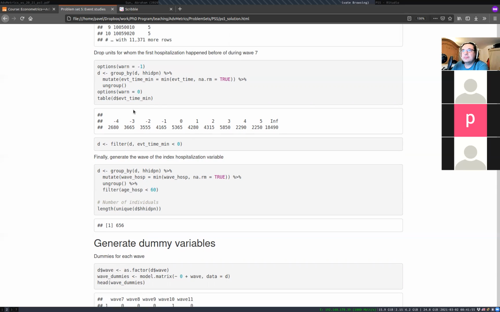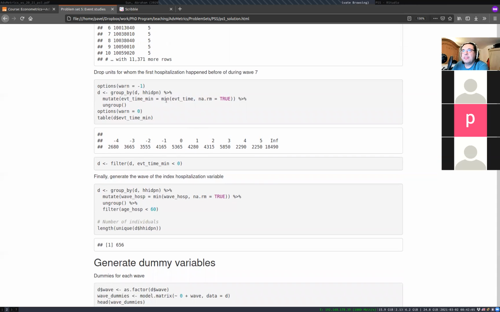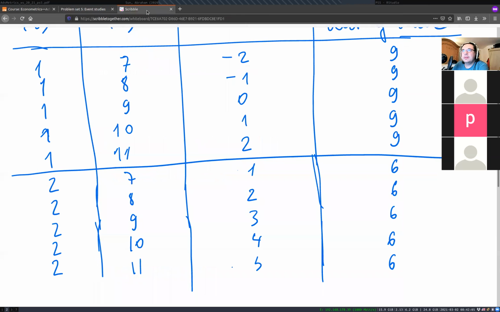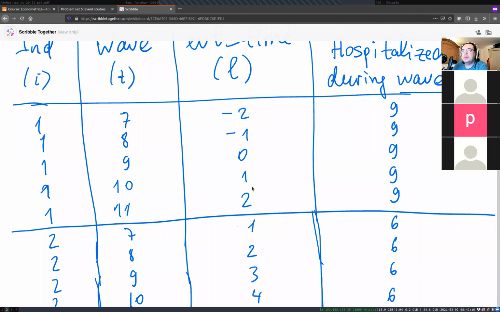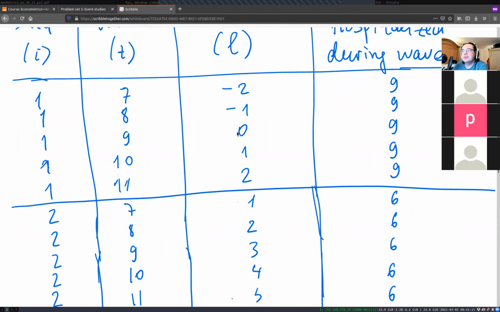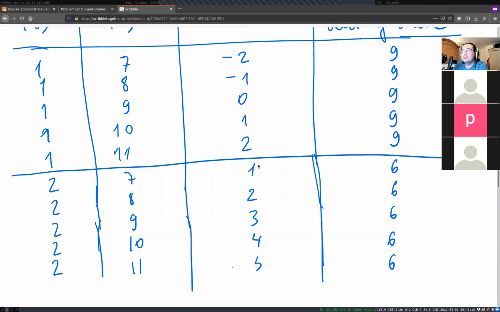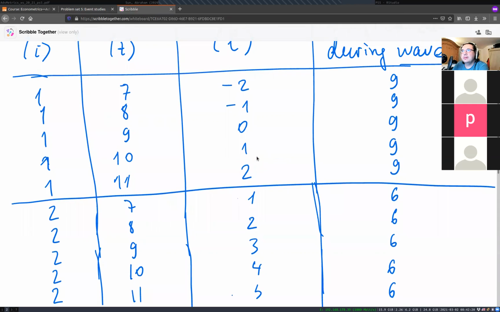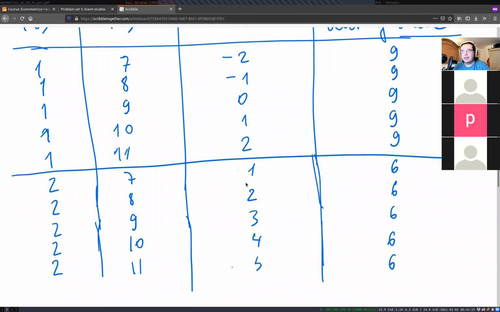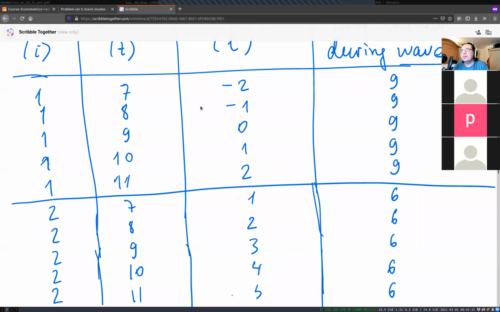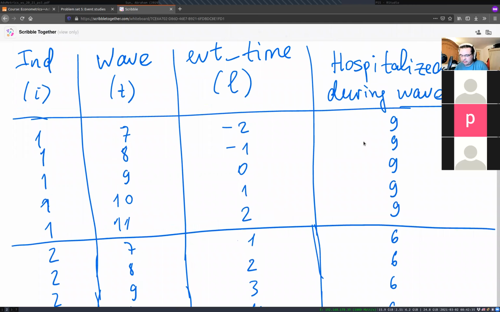Right, so this is basically what we do with the sample. Again, I hope this is clear. We see that this individual will be kept in the sample because the minimum L is -2, and the second individual will be removed from the sample because the minimum L is 1. And this corresponds to the second person being first hospitalized during the sixth wave, and the first person hospitalized during the 9th wave. And this would be this wave hosp variable.